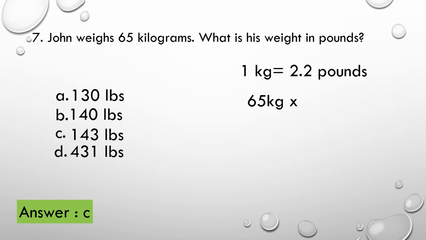Now, 65 kilograms times. Now, make sure if you're going to convert, you want to eliminate the kilogram unit. It means make sure that the kilogram unit is in the denominator. So the 1 kilogram should be in the denominator and the pound should be in the numerator. So you can cancel this kilogram. So whatever the unit left there is the unit that you are going to find, and that is in pounds. So multiply 65 times 2.2, and that is equal to 143 pounds. So the answer is letter C.